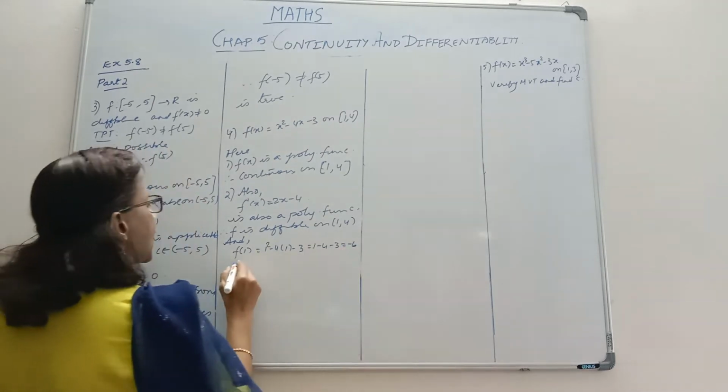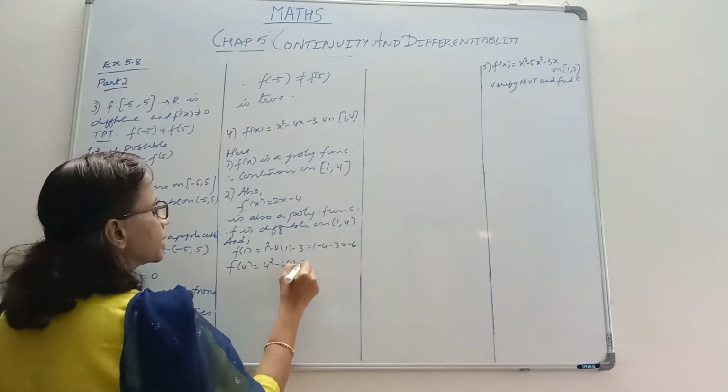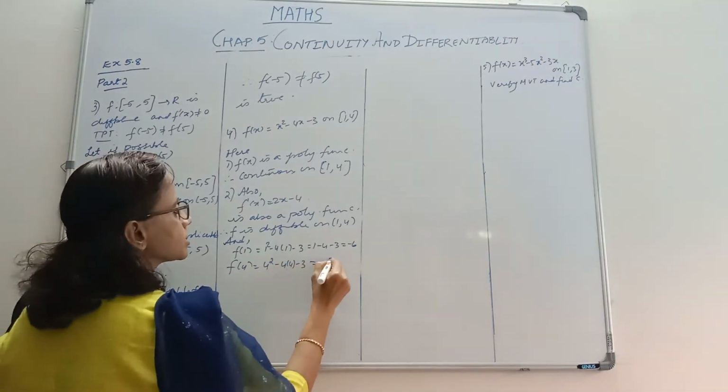Minus 6, yes. And f of 4: 4 squared minus 4 into 4 minus 3. 16 minus 16 is just minus 3.